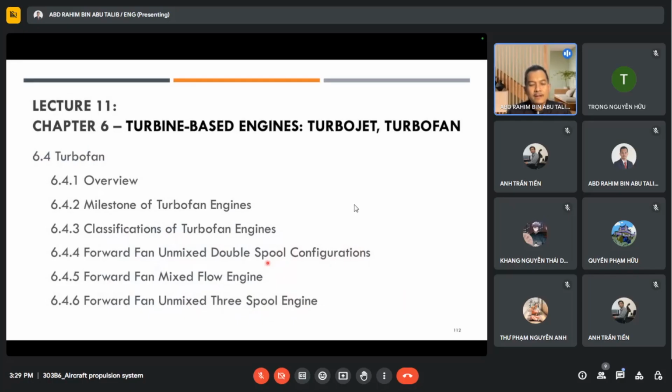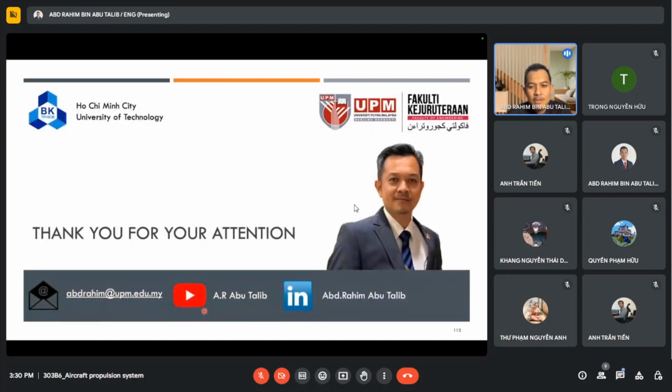Okay, so with that, I believe we will leave the turbofan section to next week's lecture number 11, right, which we will talk on the turbofan, looking into the overview, milestone of turbofan engine, classification. Then we look into forward fan unmixed double spool configuration, forward fan mixed flow engine, and forward fan unmixed 3-spool engine. And with that, thank you for your attention.